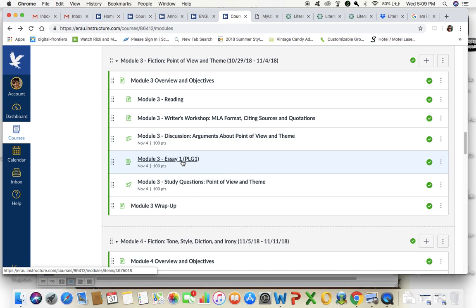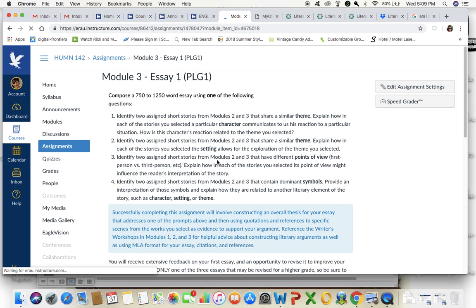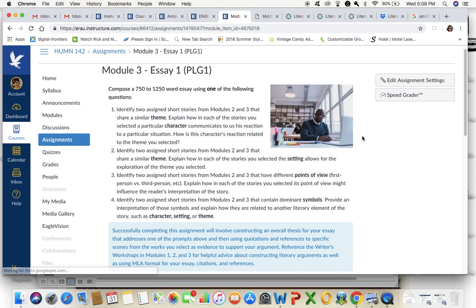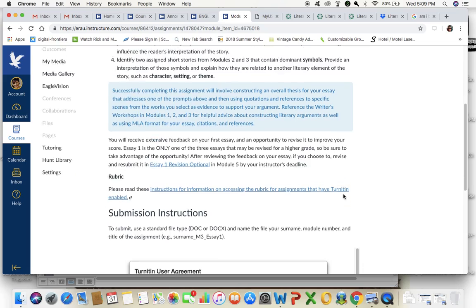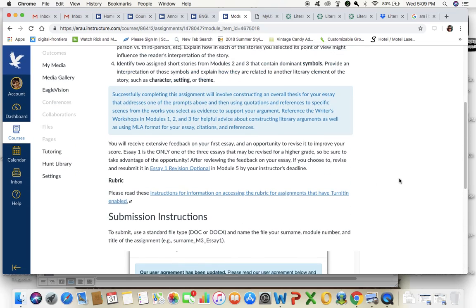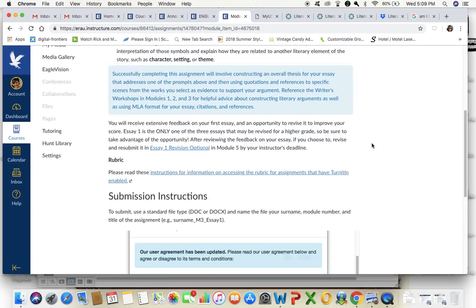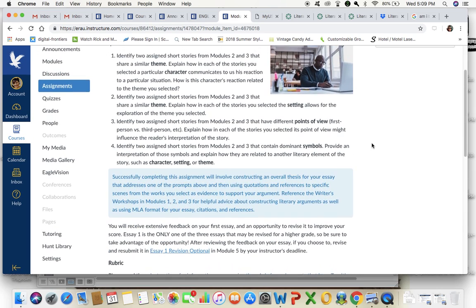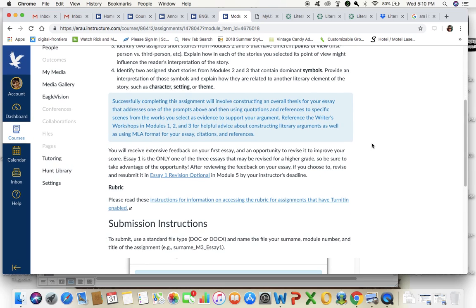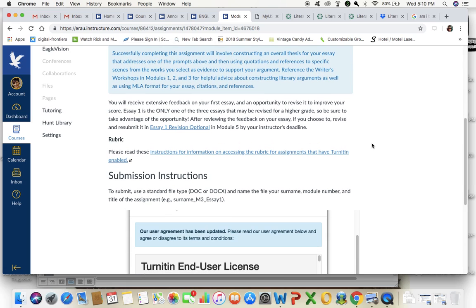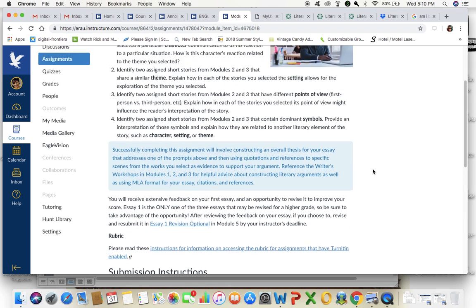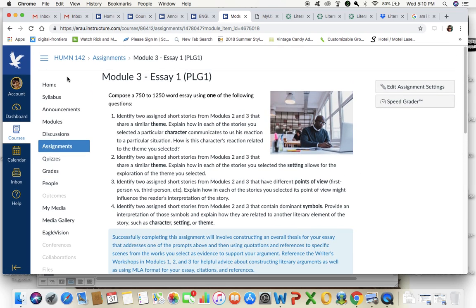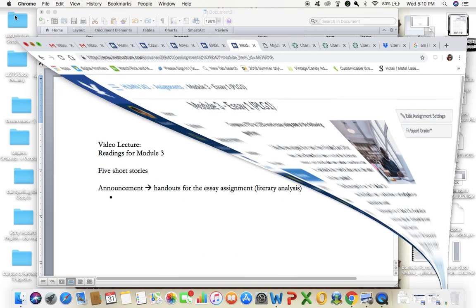If we go to the Module 3 essay, you'll see that what you have here is the four questions, and that's kind of it. There's not much more. There is a rubric as well, but it's not as in-depth as the one I have, but I definitely recommend you look at the one that's in here in Canvas, and the one that I uploaded as well.